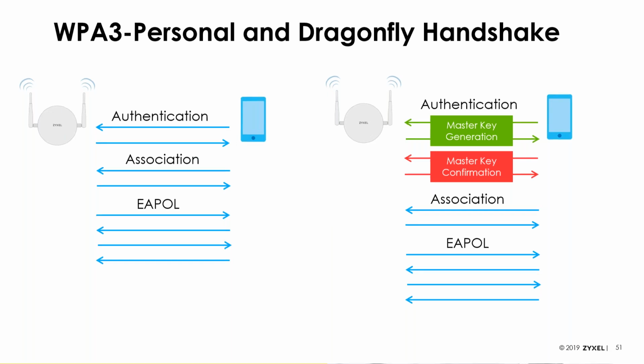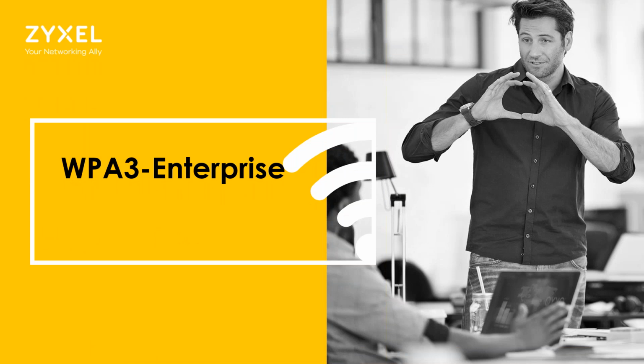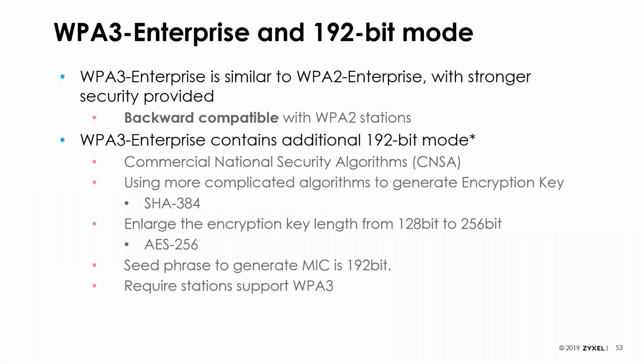Okay, so WPA3 Enterprise is backwards compatible with WPA2 stations, and it basically only adds better encryption for the Wi-Fi. Otherwise, the process is more or less the same.